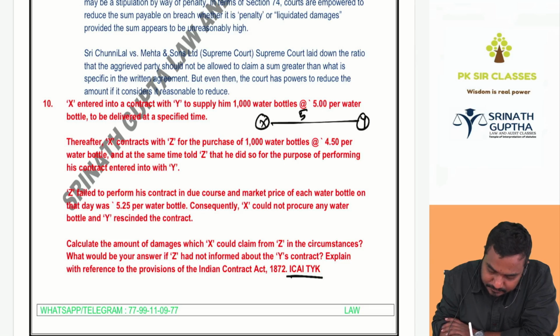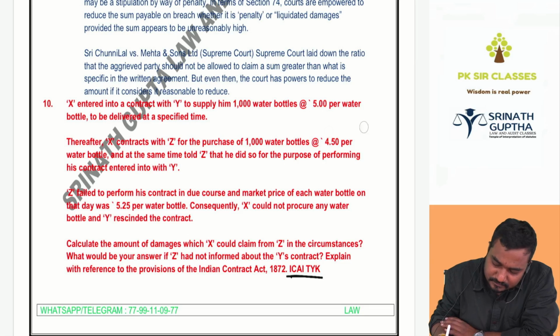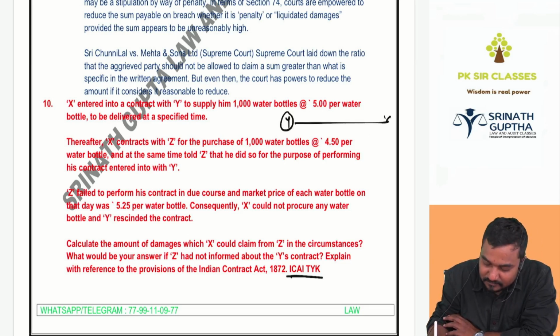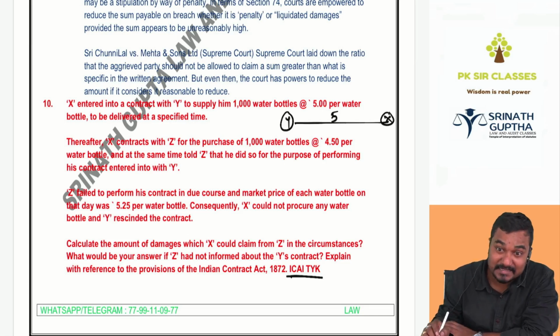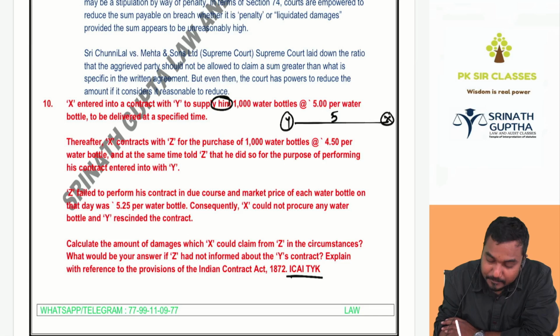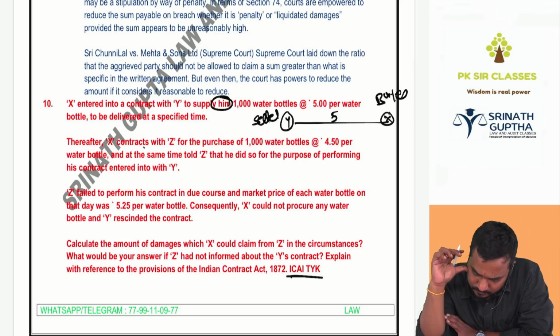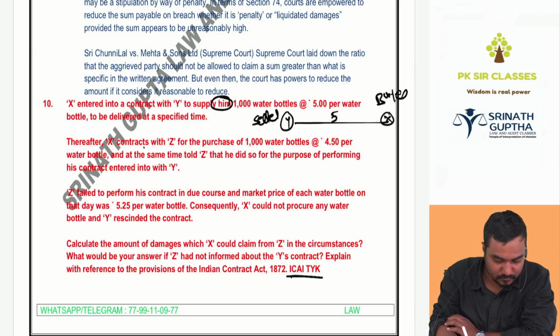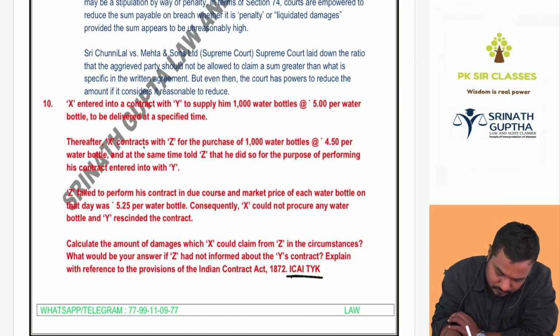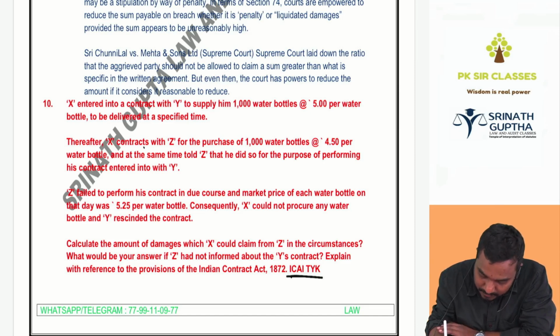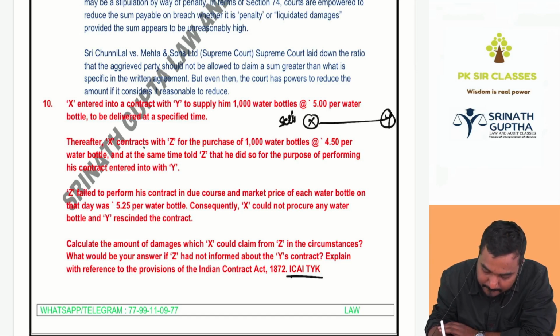Who is the seller? Generally, we take it as Y, no, beta. X is the seller, Y is the buyer. X entered into contract with Y to supply him water bottles. So he is the seller, he is the buyer. Sorry, I said it the wrong way. X is the seller, Y is the buyer. The bottle is for 5 rupees.